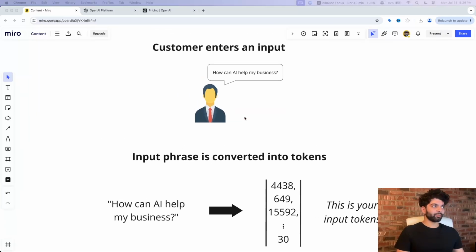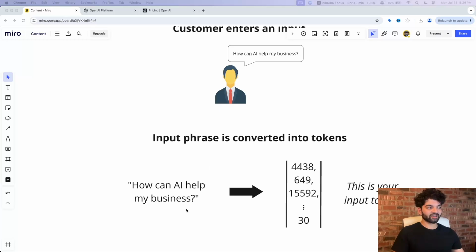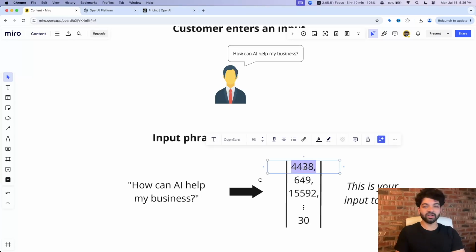So let's just take an example, and let's say that one of your customers, employees, whoever asks the question, how can AI help my business? So at this point, we're going to ChatGPT or an equivalent chatbot and just entering in this phrase right here. What's going to happen in the backend is that this input phrase is going to get converted into numbers. And the reason why is because just like how computers only understand numbers, LLMs also only understand numbers. They're running on computers, right? So the process of going from phrase, word, English, to numbers is called tokenization. And each individual number here is called a token, right?